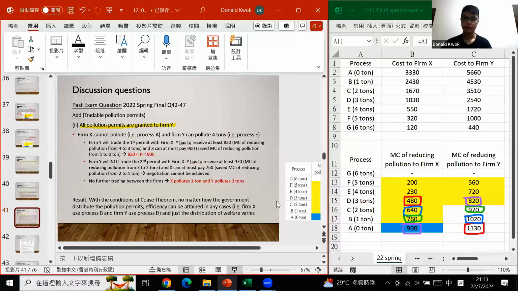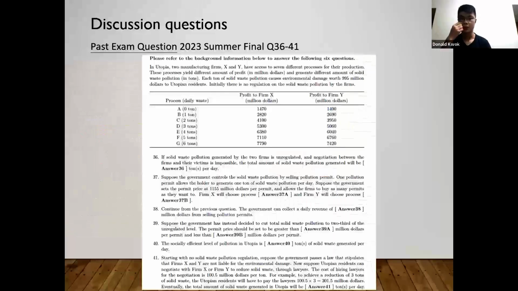All right, that's all for this problem, and we'll move on to the next one. For this problem, it's quite similar to the one we have just discussed. The more intriguing thing is question 41. So please spend more time to think about question 41.